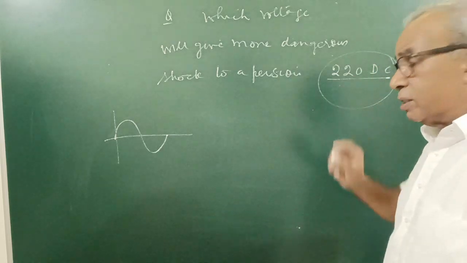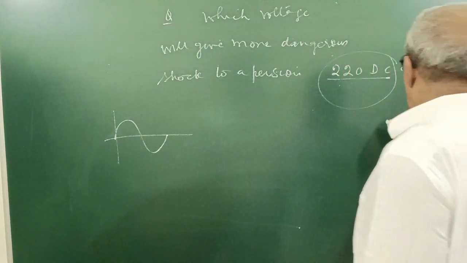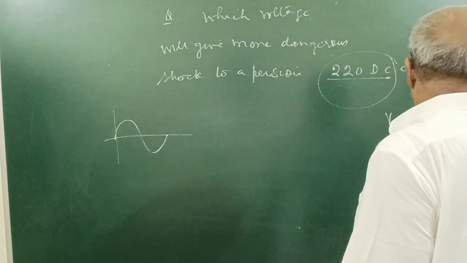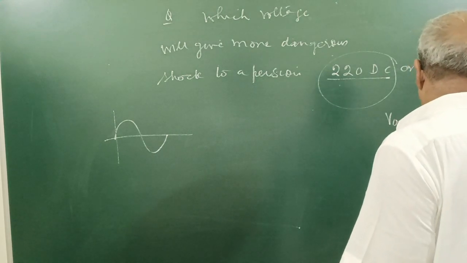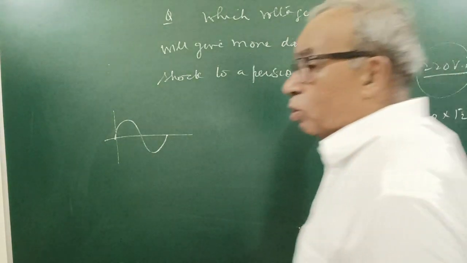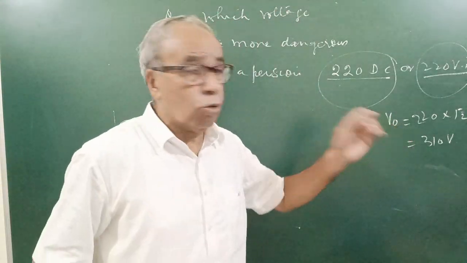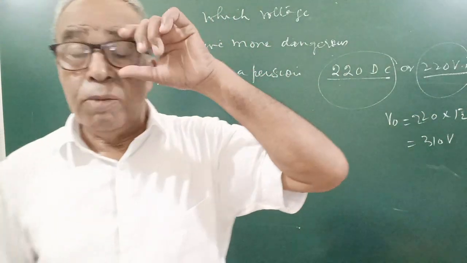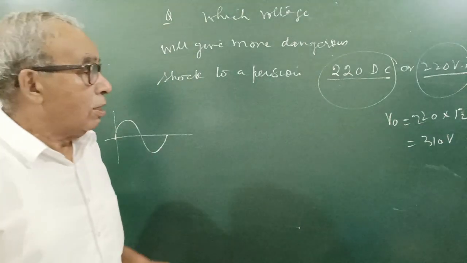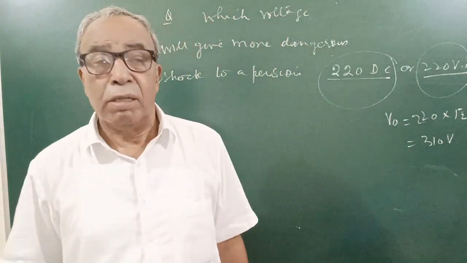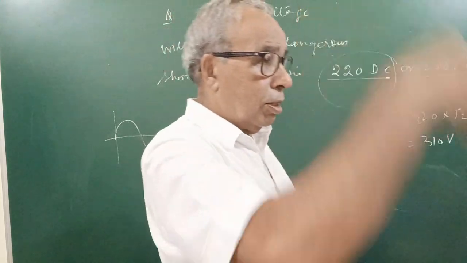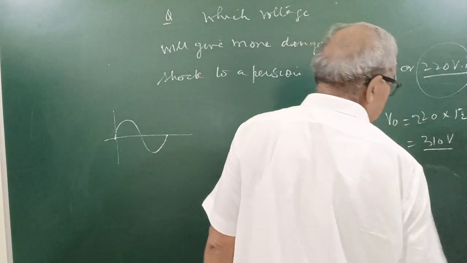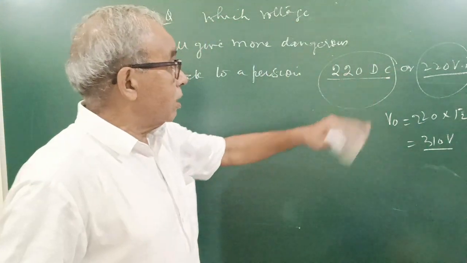Actually, what is the problem here? 220 volt DC remains fixed. This is the RMS value. So peak value could be 220 into root 2, which I have just told you is 310 volt. DC remains only 220 volt and AC becomes 310 volt, and it comes 100 times in 1 second if frequency is 50 hertz. One in positive, then negative half cycle. So it is 310 volt, and a 310 volt shock will be much greater than 220.